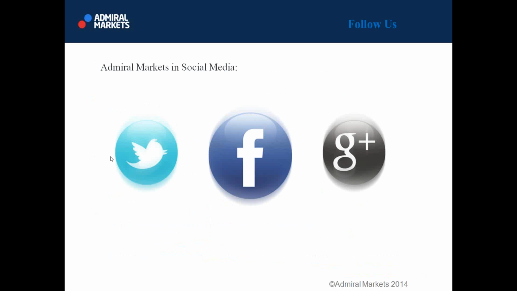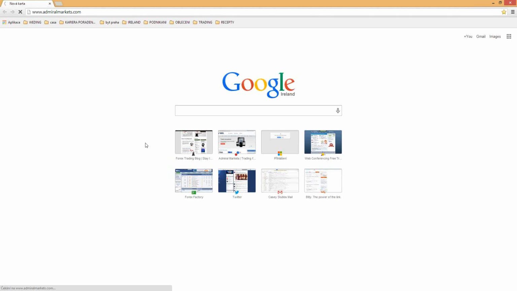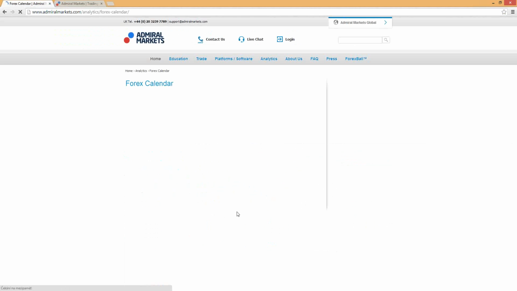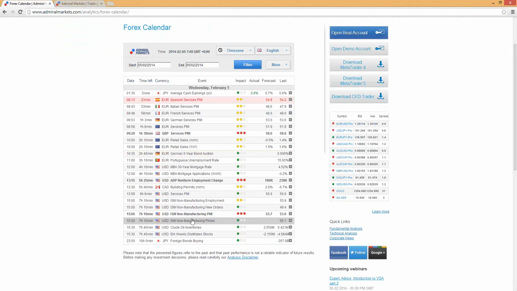Before we start, though, we're going to take a look at the Admiral Markets website. Let's take a look at the Forex calendar together. We should have ADP today, and we have Euro Spanish PMI. First of all, we have Pound Services PMI. Not only Spanish, we have Italian, French, German as well, and Euro in general, apparently. So those are all coming in the morning. Then we have USD ADP and ISM non-manufacturing PMI. So pretty interesting, pretty important news today.